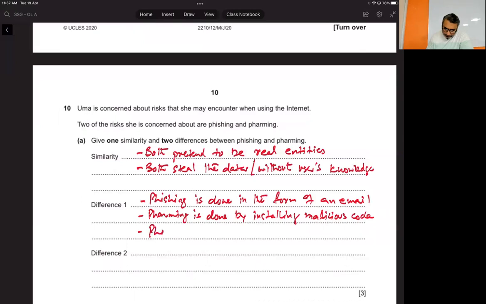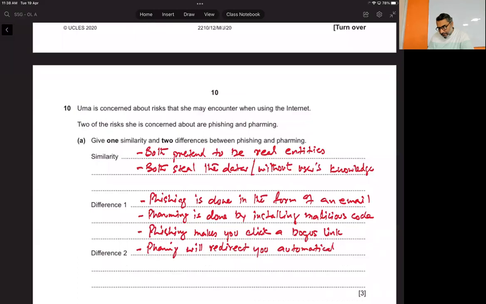Phishing makes you click a bogus link. Pharming will automatically redirect you to a bogus website.